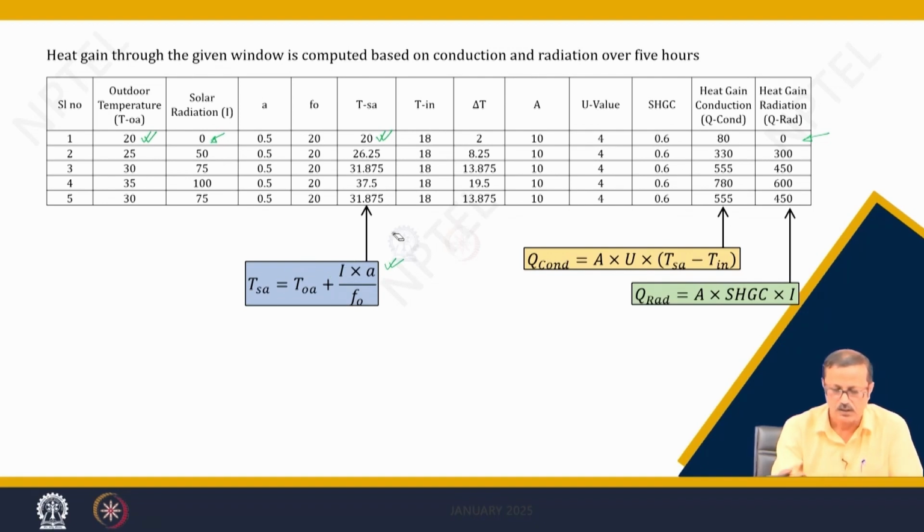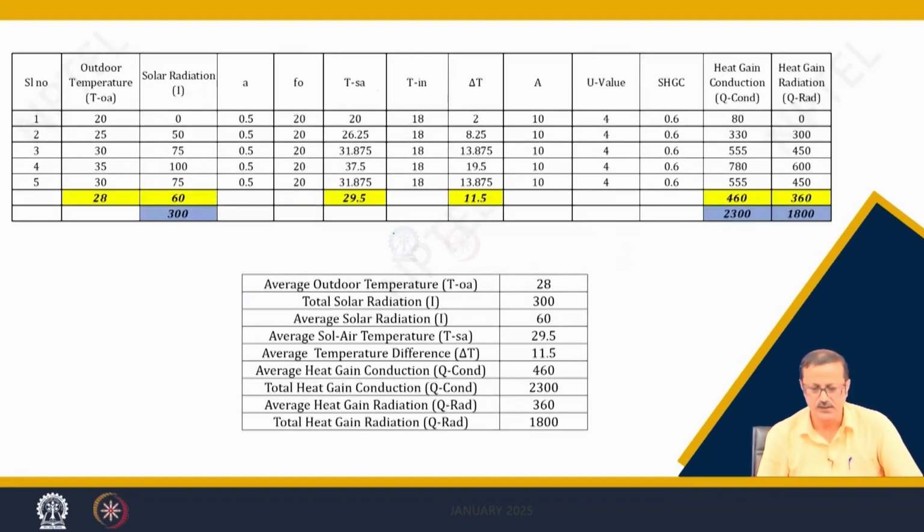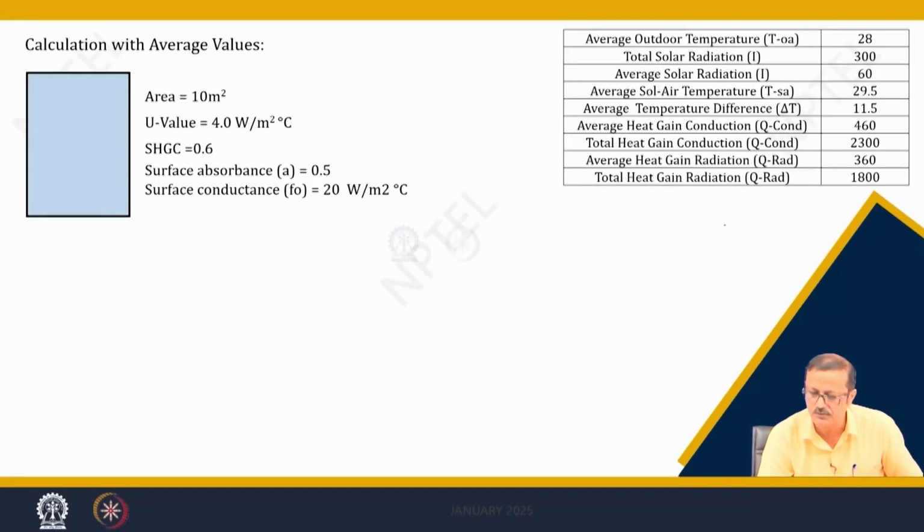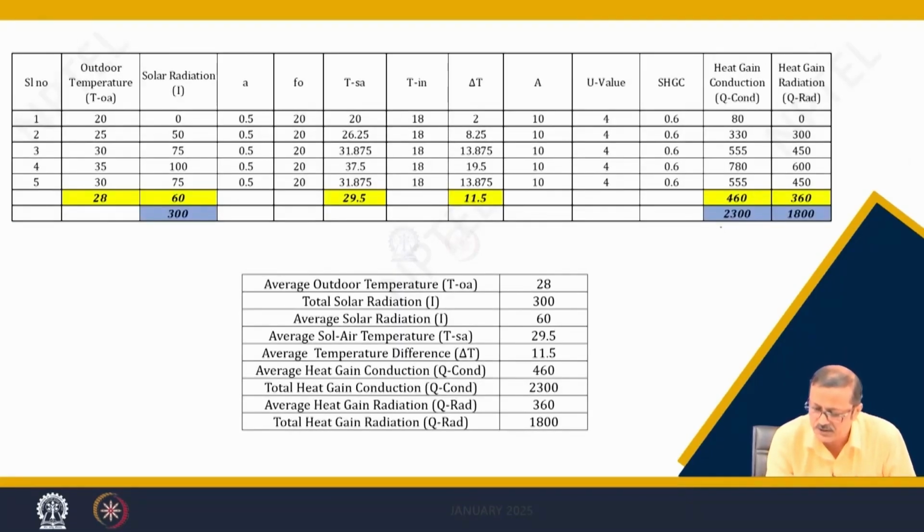So, I have calculated. After this calculation, I added up those 5-hour values. So, the total conduction value is 2300. What is this 2300? It is the total heat gain through conduction, 2300 watt, and this yellow box indicates the average heat gain throughout these 5 hours.